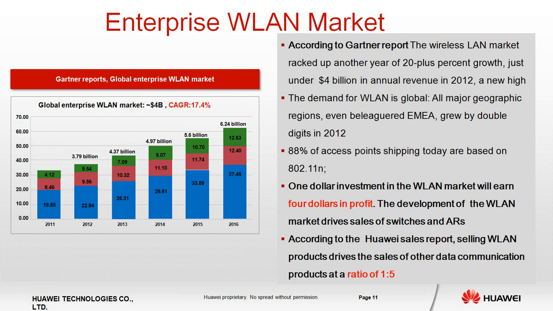.11n technology. The key thing here is that $1 invested in the WLAN market helps to earn $4 in profit. We believe WLAN brings a push and pull to switch and router sales as well. Some of the data we collected from our sales gives us a ratio of 1:5. That means selling $1 in WLAN helps you sell almost $5 in switching and routing.